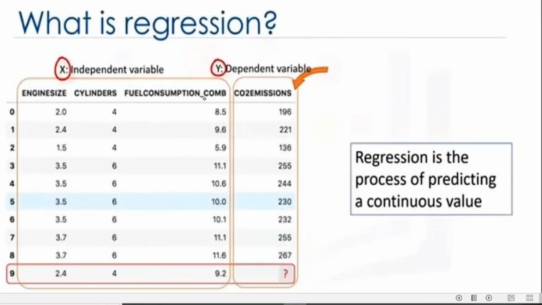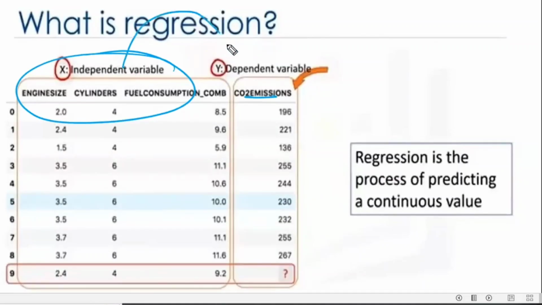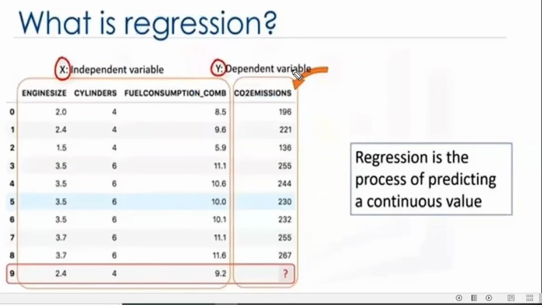Whatever parameters you are considering for this output, all those parameters are called independent parameters. And using these independent parameters, you are going to predict the dependent parameter. The dependent parameter may be in the last column or in the middle. Don't worry about the location, it is one of the columns. This is the output variable, which you are going to predict.